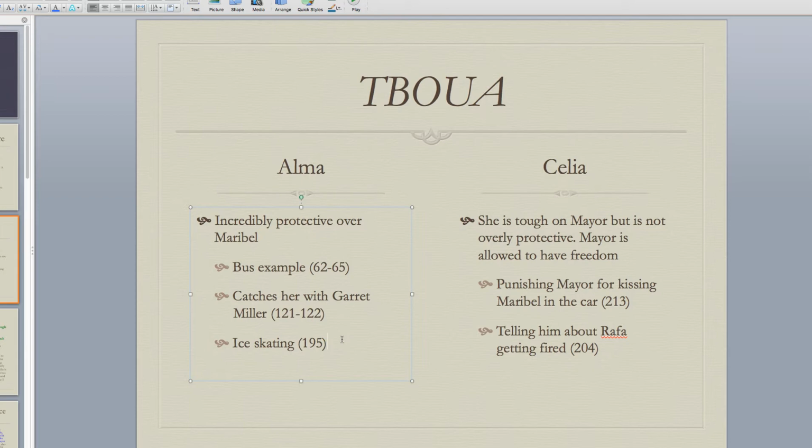Celia, on the other hand, is a tough mom too, but she's not overly protective. She does allow Mayor to have some freedom, and so I just sort of jotted down a couple examples that I could think of. For me, I try to be really organized when I'm doing research and flipping through the book. You'll notice here that I've already included the page numbers of these examples. This is just a shorthand for myself, so I don't have to spend a whole bunch of time going back and forth trying to find what I'm looking for.